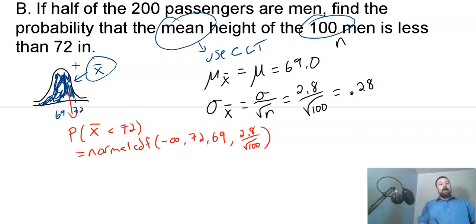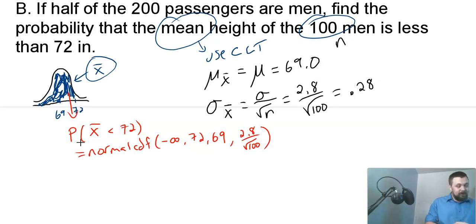So I would imagine that this area to the right is pretty small. Having the average height of 100 men be that much more than 72 is probably very unlikely to happen. So I would imagine that this is small, and then the area to the left would be 1 minus that small number. So now that I really analyze it, I'm thinking 99%. I think the probability that the average is less than 72 is going to be like 99%. So let's see if I'm right.